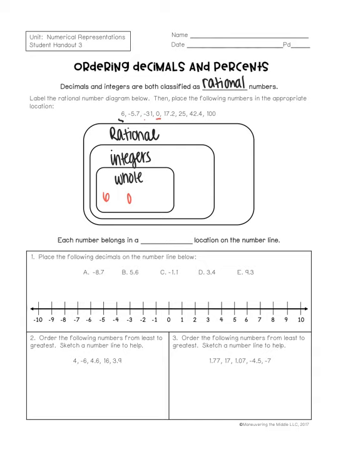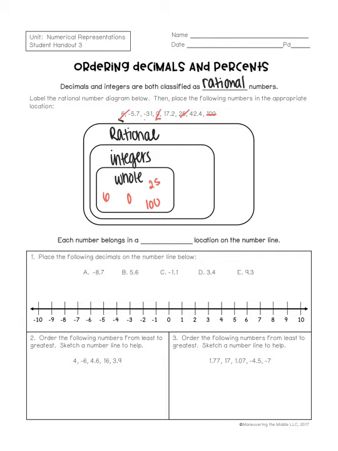17.2, that decimal tells me nope, so I'm going to skip it. 25, it is positive. It doesn't have a decimal or a fraction, so it is a whole number. 42.4, there's a decimal, so no. 100, no decimal, no negative, that's a whole number. Okay, so those ones are done. Now I'm going to switch to my integers.